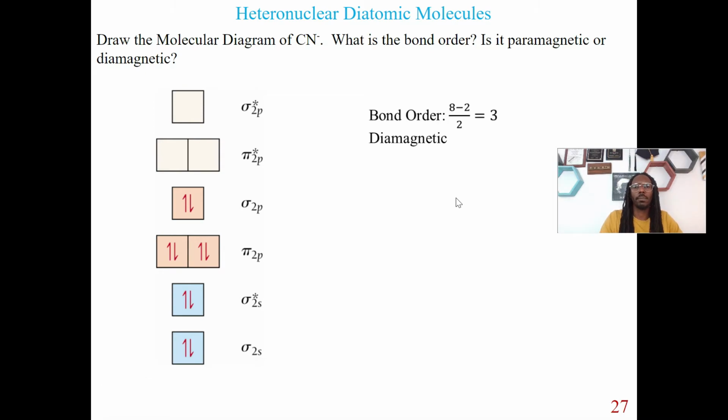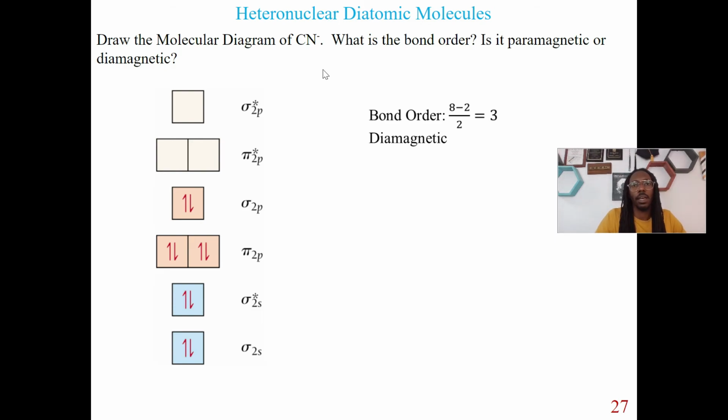The bond order is your bonding electrons minus your antibonding electrons, divided by 2. The bonding electrons are going to be 1, 2, 3, 4, 5, 6, 7, 8. So we have 8 electrons in our bonding orbitals, basically the ones that don't have a star. Antibonding are the ones that have this little star. I only have 2 in this case in my sigma star 2s. So 8 minus 2 divided by 2 gives me a bond order of 3.